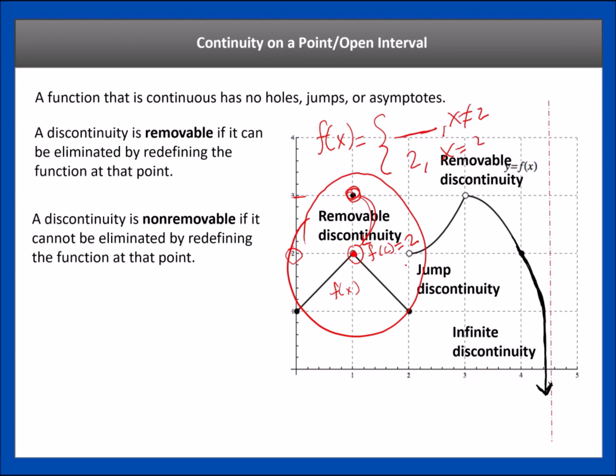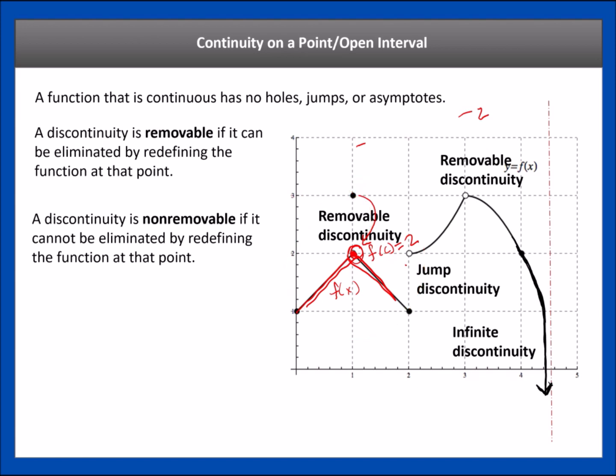This blank here is this function right here, this triangular looking function. So whatever that function is, we can define it to be that function as long as x is not 2, but then define this to be 2 in order to fill in that gap. So hopefully that makes sense. In other words, we could just redefine the function and fill in that hole, or fill in that gap. So that's removable discontinuity versus non-removable.